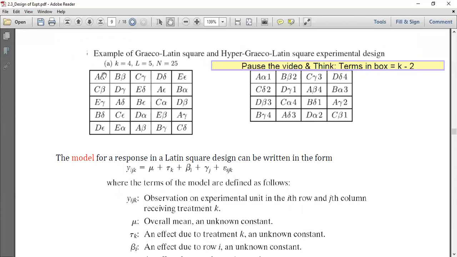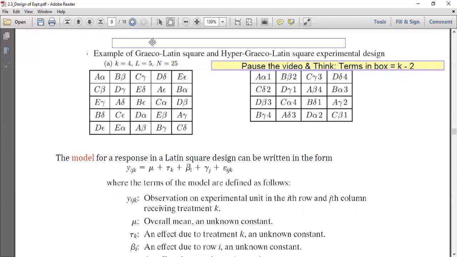And otherwise also, the number of experiments is 25. L square is equal to 25. So each should have the equal level. 5 rows, 5 columns. This is 1, 2, 3, 4, 5. Factor number x1 and x2. Factor number x3, it is A, B, C, D, E. Factor number 4, alpha, beta, gamma, delta.